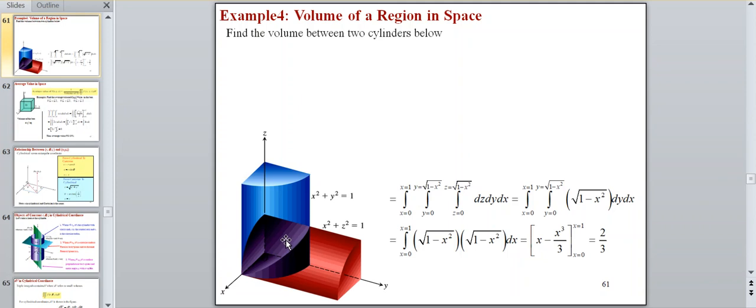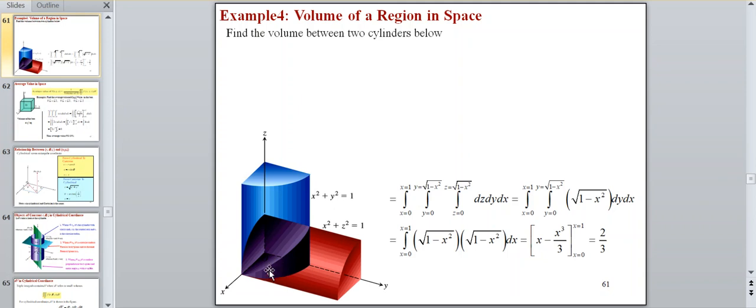Now look at the image of this region onto the xy plane. The image of this region onto the xy plane is a quarter of a circle. You can see this circle here. So what is the equation of this circle? It's like we cut this cylinder by the xy plane, so we will see this circle. So the equation of this circle onto the xy plane is x squared plus y squared equals 1.